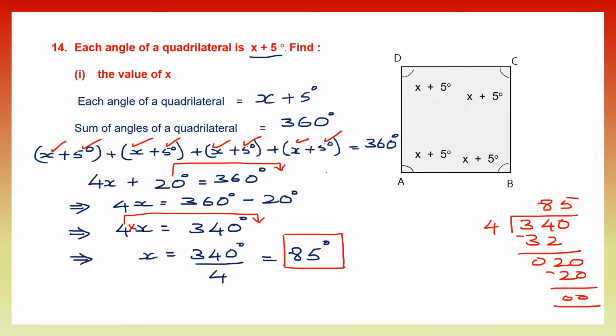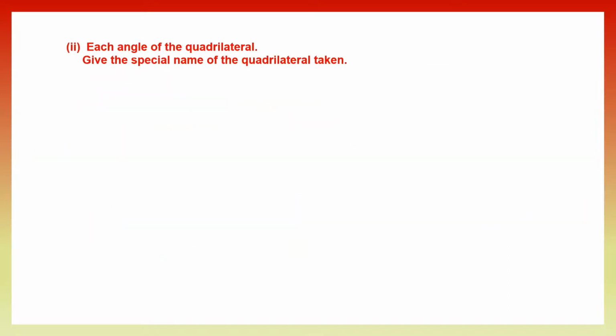Now let's go to the second part of the question. Each angle of the quadrilateral is what we need to find, and we also need to give a special name of the quadrilateral. We just found x to be equal to 85 degrees. Now we're going to find the value of each angle.